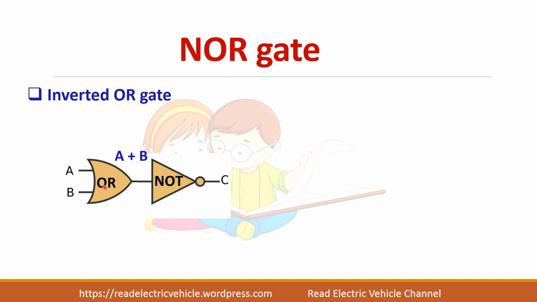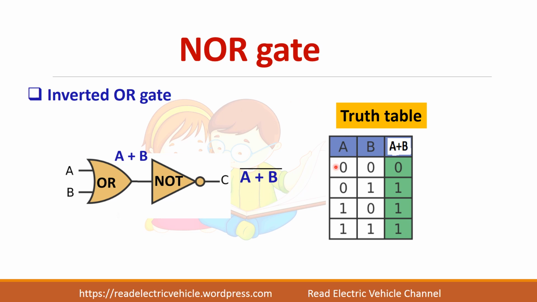So OR gate output, we know it is equal to A plus B. So if you NOT this one, you will get A plus B the whole bar. So we can find the truth table easily. You write the different combination of the input. What will be the output of OR gate? 0, 1, 1, 1. Because if any one input is 1, OR gate will give you 1.